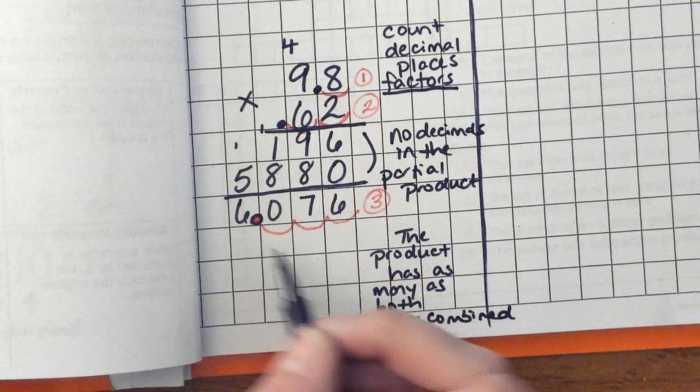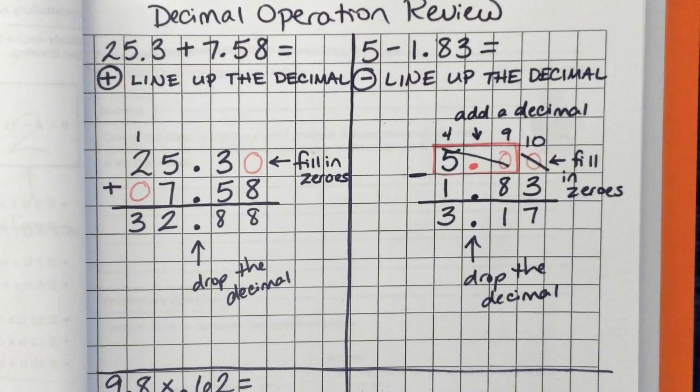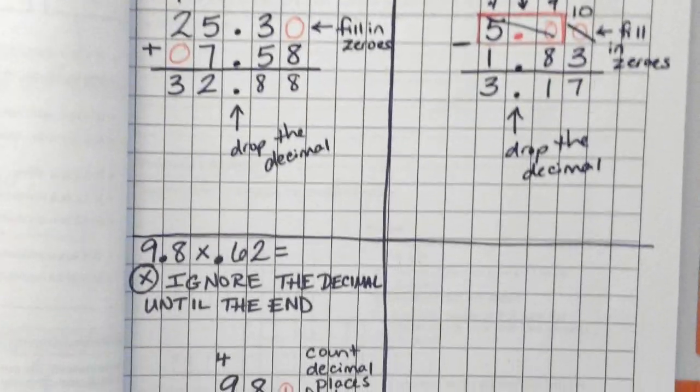But this whole counting over business, I only do that with multiplication. Mostly. But I never do it with addition and subtraction. Okay? Because with addition and subtraction, I line them up. You see, there was none of this skip counting over when I was doing addition and subtraction.